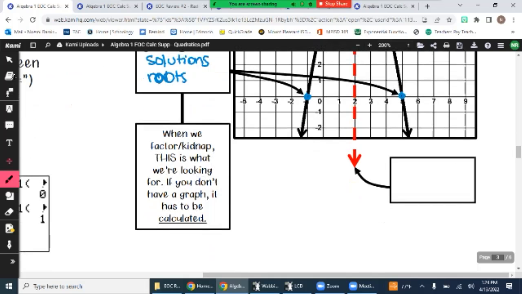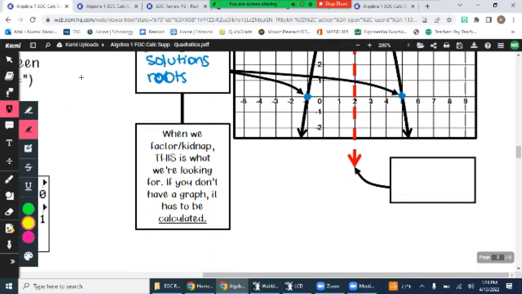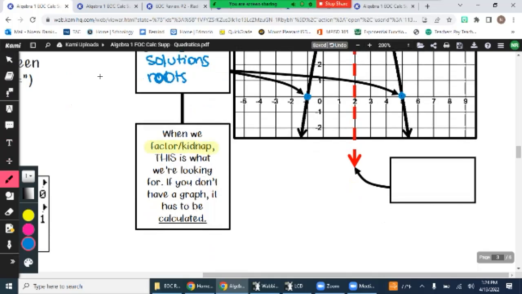But you're not always given a graph. Sometimes you do have to calculate those, because sometimes all you're given is an equation. So you would have to factor to find what those two numbers are. But when we factor, just know this is what we're looking for. You're just not always given a graph.